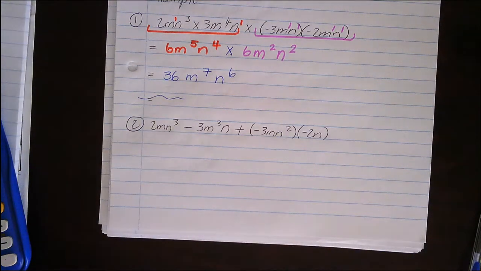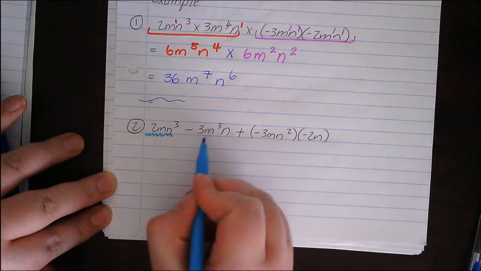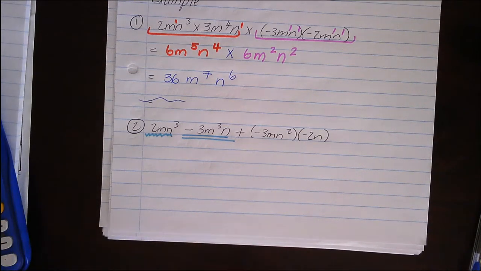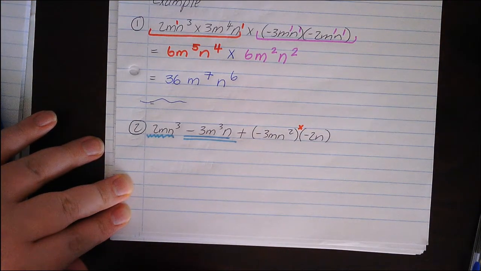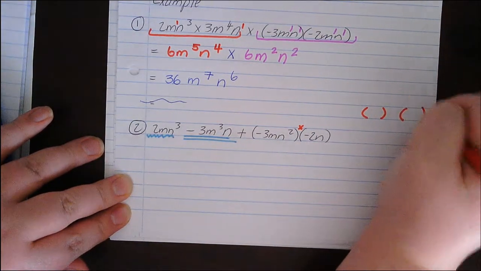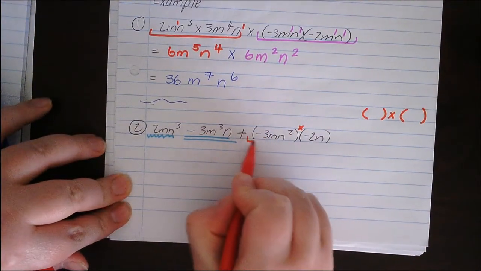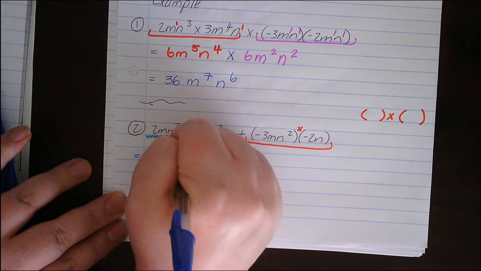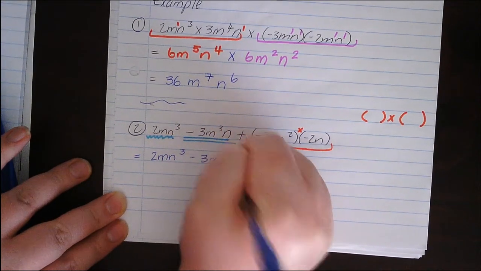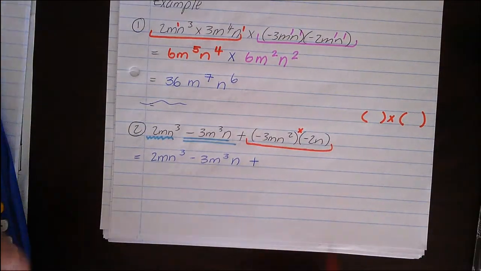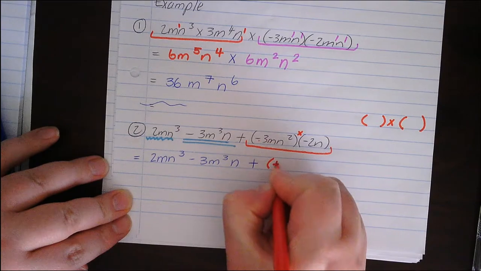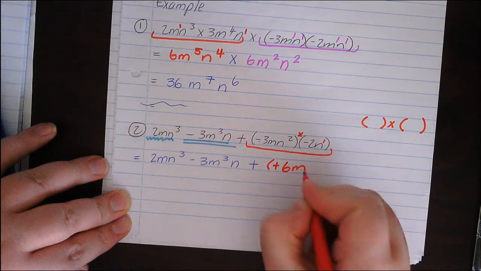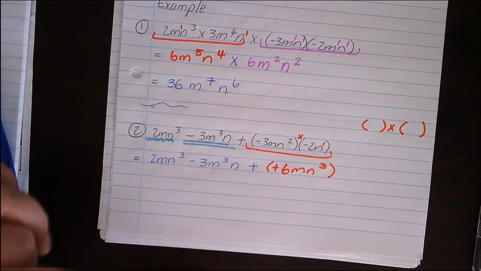Okay, let's compare it to this. We cannot add these two together. This is unlike to that, so we can't add them together. But despite that, BODMAS says this is multiplied together. When there's a bracket next to a bracket, there's an invisible multiply, so this needs to go first. Okay, so we have 2mn cubed minus 3m cubed n plus. Okay. Negative times negative is positive. 3 times 2 is 6. m stays m. And n squared times n is n to the power 3 because there's an invisible 1.